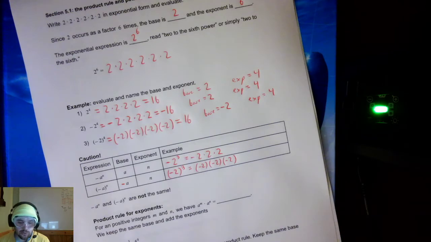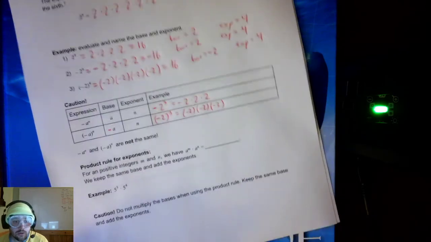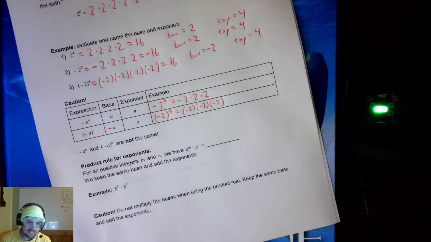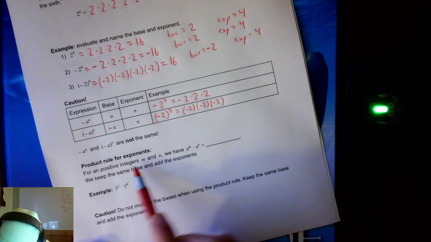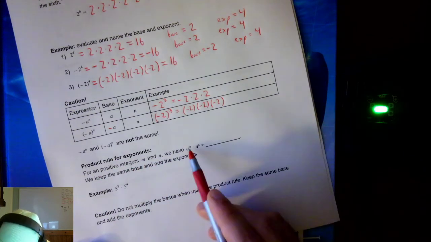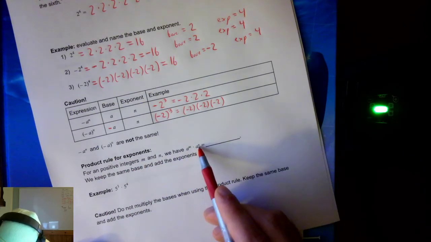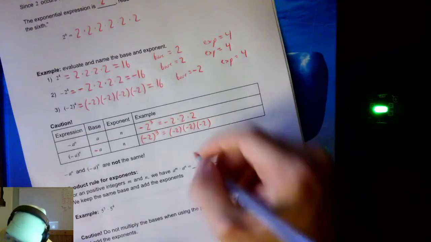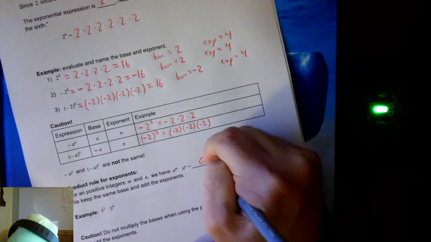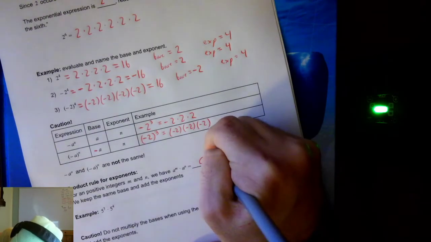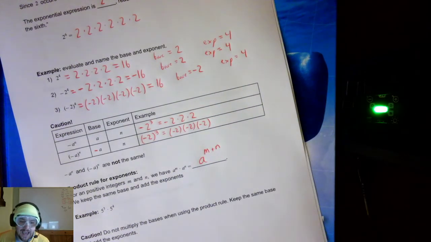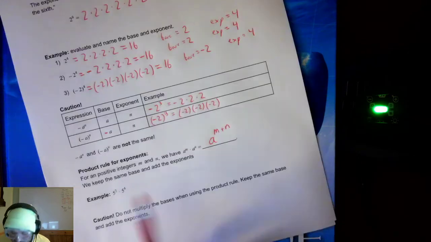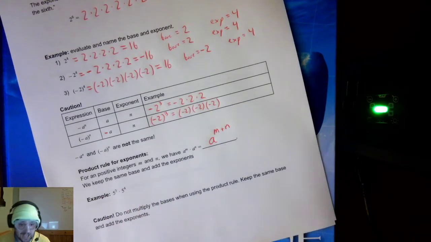Now, we're going to introduce our first new rule for exponents, and this one is called the product rule. For any positive integers m and n, we have a to the m times a to the n. Notice a is the same. The answer here can be rewritten as a to the m plus n. You add the exponents and keep the same base. We keep the same base and add the exponents.